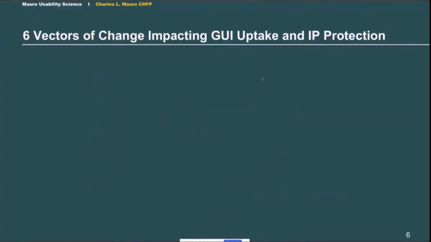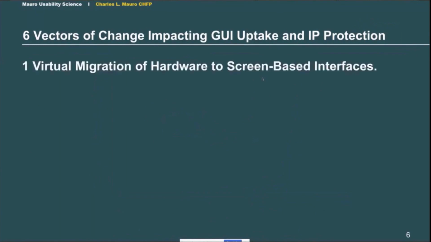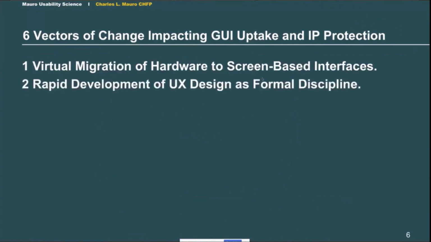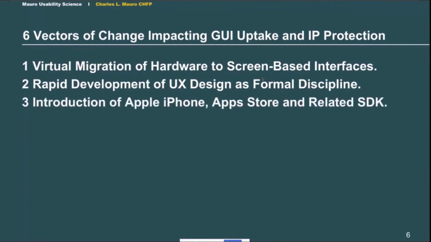So there are really 6 vectors that are impacting GUI uptake and IP protection. The trend in virtual migration, this means movement from hardware to screen-based interfaces. This is a trend that is only accelerating. The rapid development of user experience design as a formal discipline. Today, my clients have more UX designers on staff than they have industrial designers. And UX stands for user experience, but basically what it involves is the interface design. A lot of that work relates to GUI design and optimization.